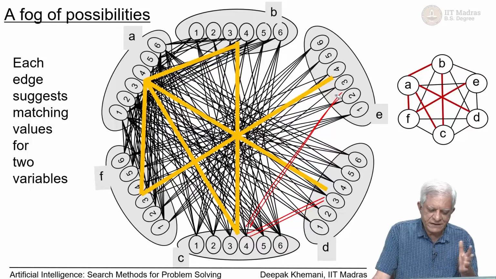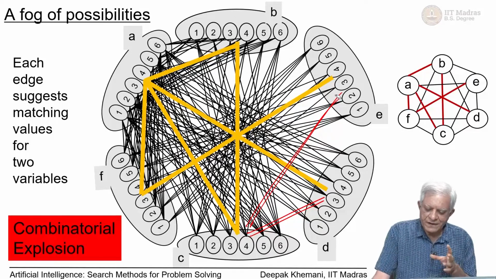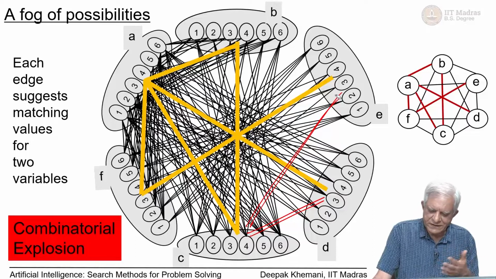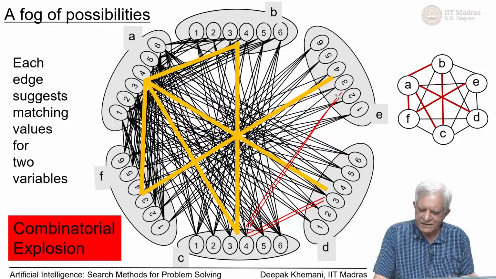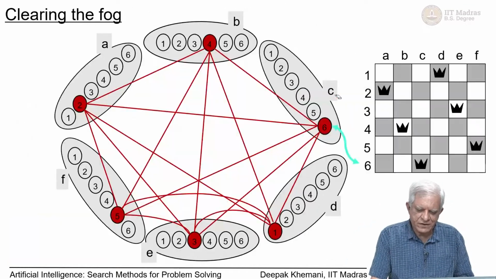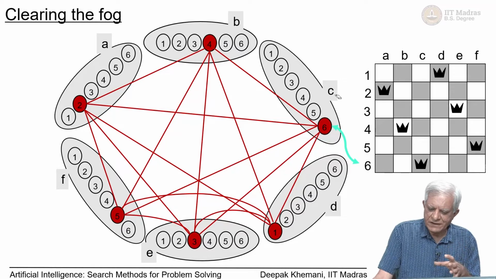Each edge suggests matching values for 2 variables, that we have already seen that. That is the whole idea of a matching diagram, and you can see that there is going to be a combinatorial explosion here, because all variables are connected to all other variables or related to all other variables. Once you clear the fog, this is what you are left with.